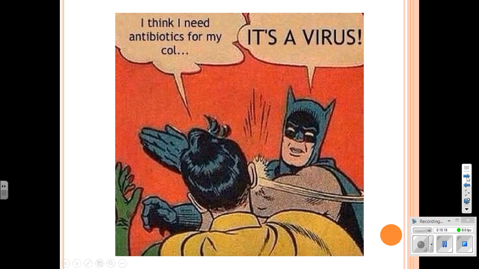So it's a simple mutation that just occurred in the bacteria and made it stronger, made it live through that antibiotic. This is a cute little cartoon that says, I think I need an antibiotic for my cold. He was going to say cold, and Batman's slapping him and says, it's a virus, because viruses cannot be treated with antibiotics. So doctors are getting smarter. When you go in for a cold, now they'll treat your symptoms. They don't always put you on an antibiotic. They know it's a virus that's probably causing it. So we're getting a little bit better, but it's still something we have to be careful with.